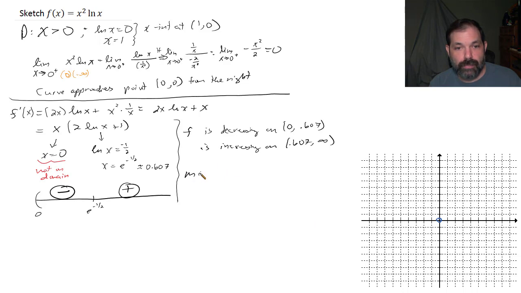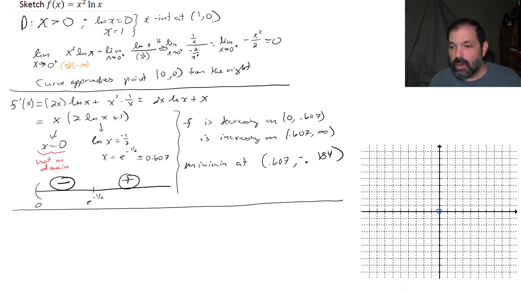So there's a minimum at 0.607, and then substituting that value into the function, 0.607 squared times the natural log of 0.607. I did this earlier on my calculator. It ends up being approximately negative 0.184. So there's my minimum on the curve.